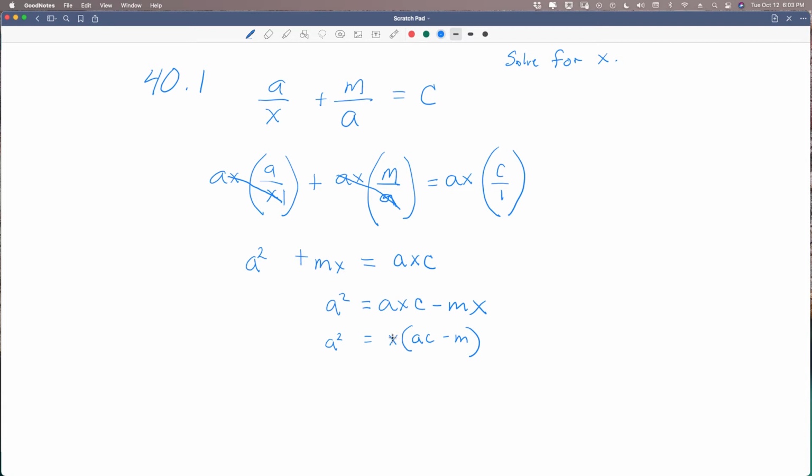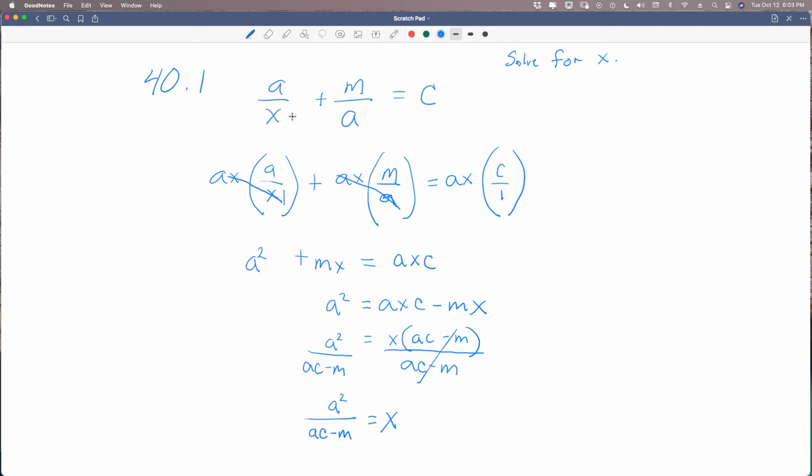Can you see how that works? We undistributed the x. We factored it out. Right? Now, because these are factors, we can divide both sides by ac minus m, and on this side it cancels. So we end up with a squared over ac minus m equals x. And that is how you would solve for x from here.